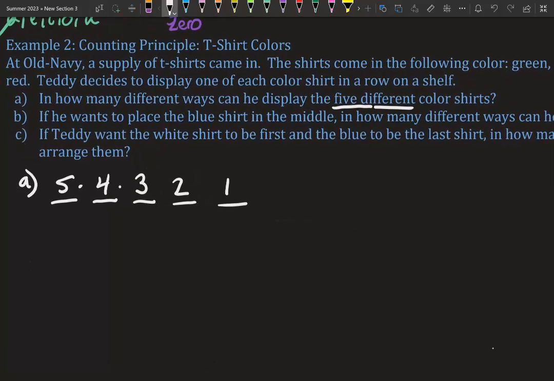Alright, so 5 times 4 times 3 times 2 times 1, we get 120 different ways to arrange these 5 shirts, where we're just throwing the shirts down.